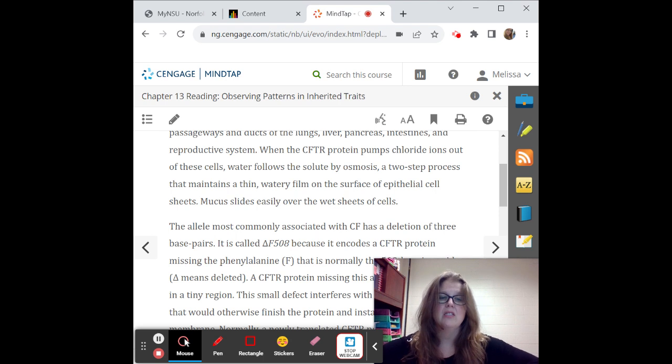So it actually causes the extracellular matrix, is what it would actually be called, that's outside of the cell. It causes this area to be too dry. And because it's too dry, mucus builds up.